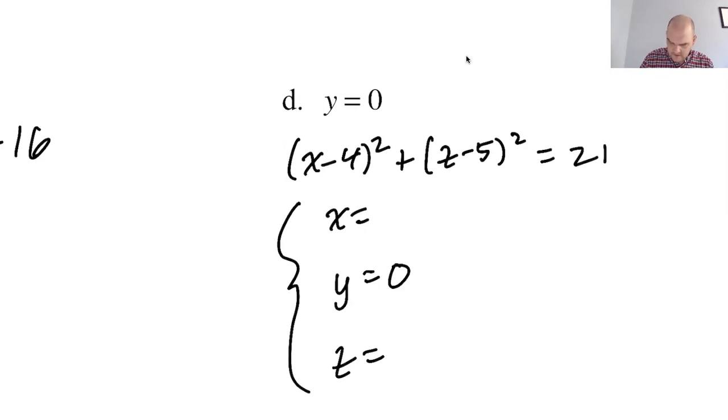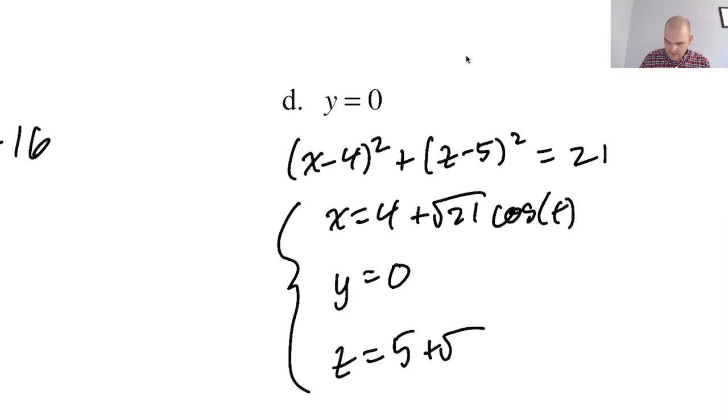Okay, so z equals, what am I doing here? Yeah, 4 and 5, and then plus radical 21 cosine of t, and plus radical 21 sine of t. Okay, so if you're just here for the notes, you are done with the notes.